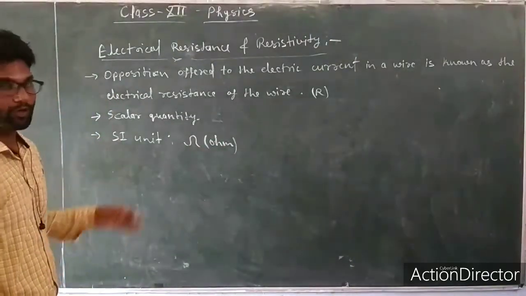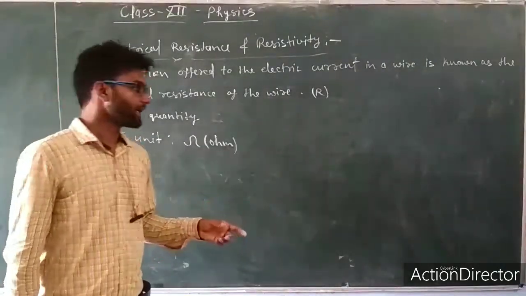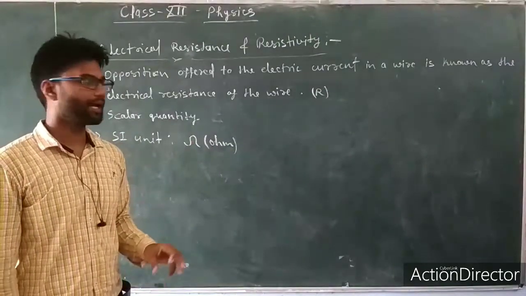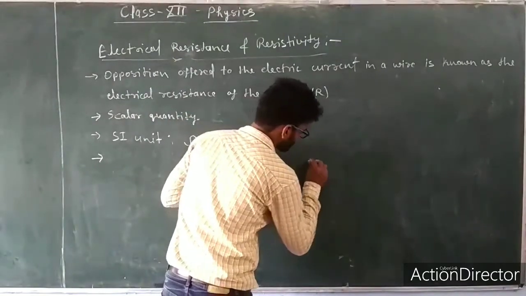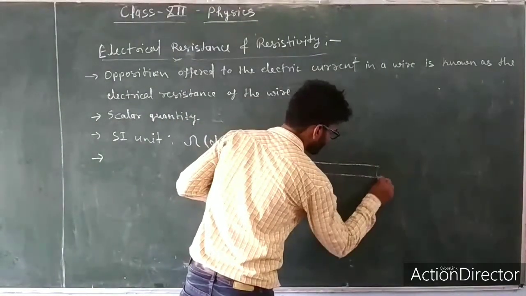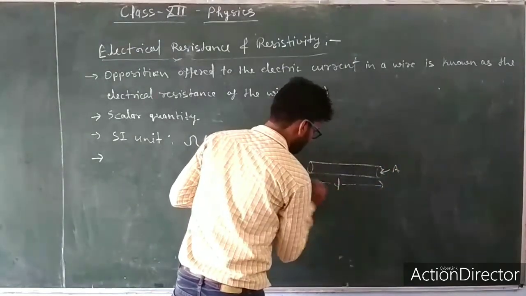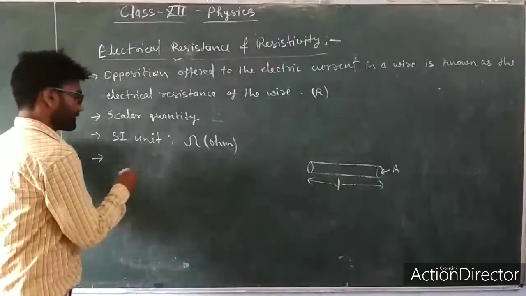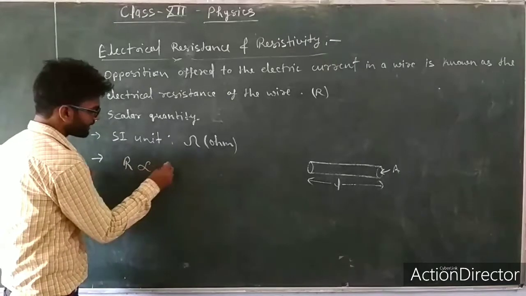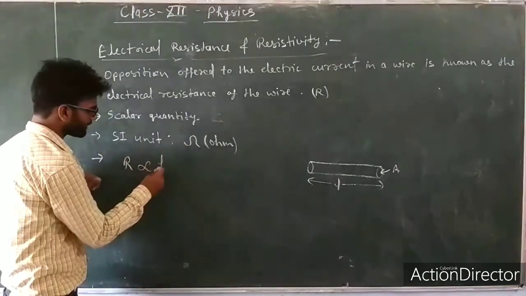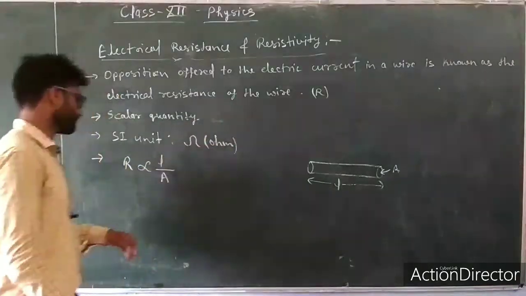Now what will be the formula of this resistance? Resistance actually depends on the length of the conductor wire and the area of cross section of the wire. So let us consider a wire of cross sectional area A having length L, right? So the electrical resistance of this wire is directly proportional to the length of the wire and inversely proportional to the area of cross section of the wire, right?